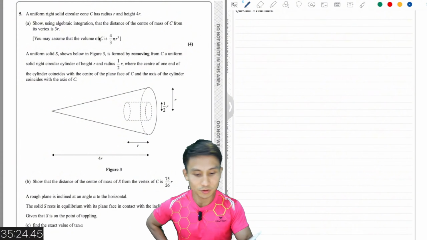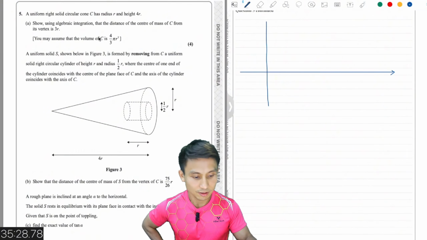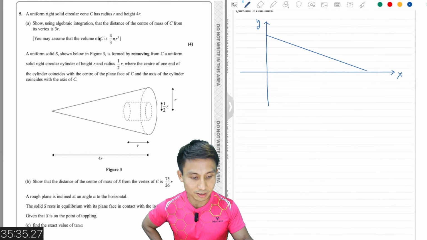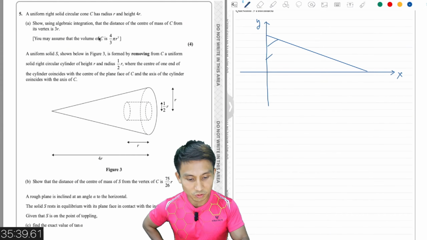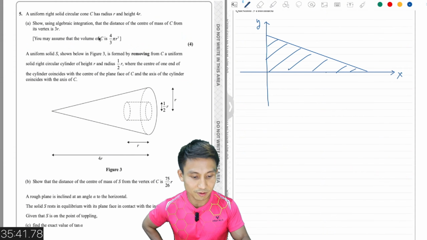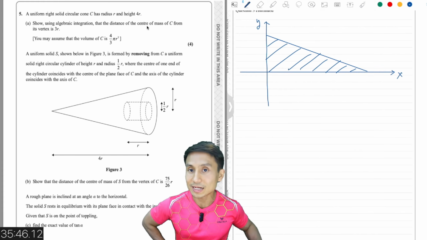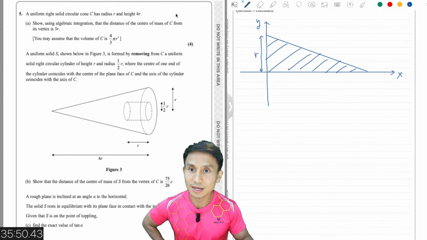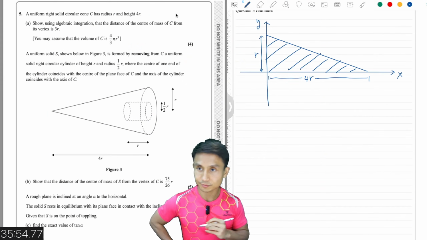Okay, so what do we do? Let's say we have an x and a y here, yeah? That's x, that's y maybe. So for a solid circular cone, we're just going to have to do a solid of revolution of this graph here and this area here, yeah? The radius is r, so that's going to be r here on the y-axis, and the height is 4r. So this is 4r here, yeah?